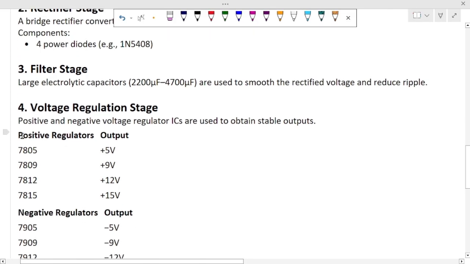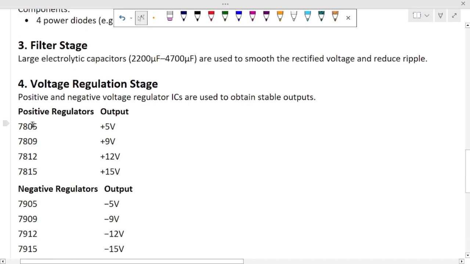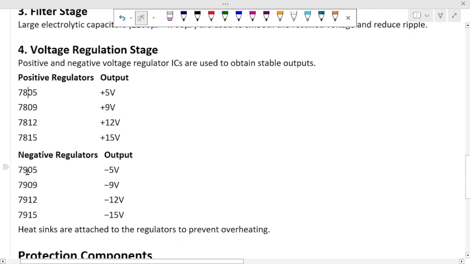Now for the voltage regulation stage, yeah, now this is it. This is for the positive voltage regulators to give you positive output. The name of the voltage regulator tells you what they are doing. If you see 78, know it's a positive voltage regulator. Are you seeing the 8? 8 after the 7 means positive. When you see 9, it tells you it's a negative voltage regulator. 9, you see negative.